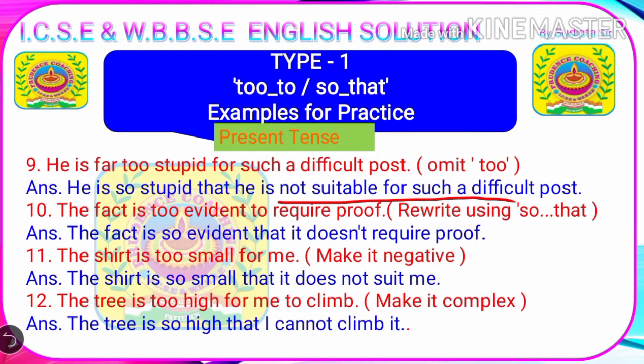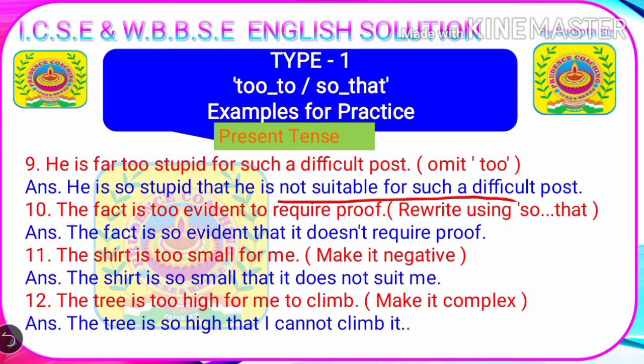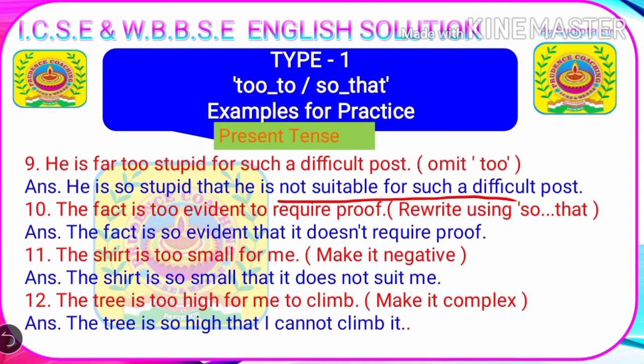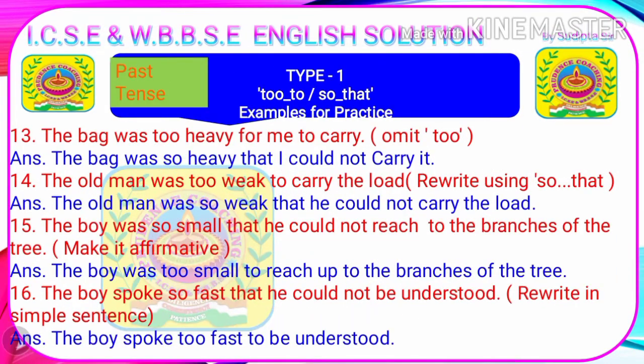Number 12. The tree is too high for me to climb. Make it negative or make it complex. The tree is so high that I cannot climb it. Now we will discuss the questions which are most important in past tense for the pattern TOO, TO2 and so that. So the question is: the bag was too heavy for me to carry. Omit too. The answer is: the bag was so heavy that I could not carry it.